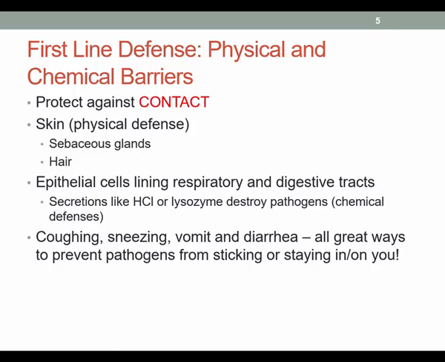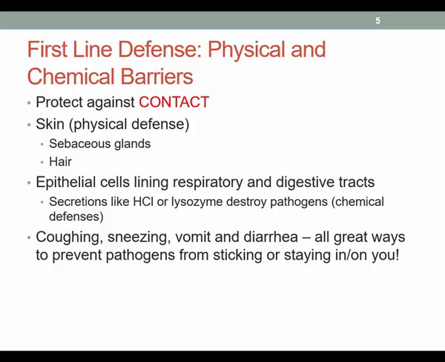First line defenses are barriers. They physically try to get in the way of contact or try to prevent the bug from sticking once it is contacting or touching you. One of the best defenses this way is your skin. It's dead for one thing, and it's hard to hurt something that's already dead. The mix of keratin, oils, sweat, and the dead layer of cells on your skin is a great defense barrier against almost all pathogens, unless, of course, you poke a hole in your skin.